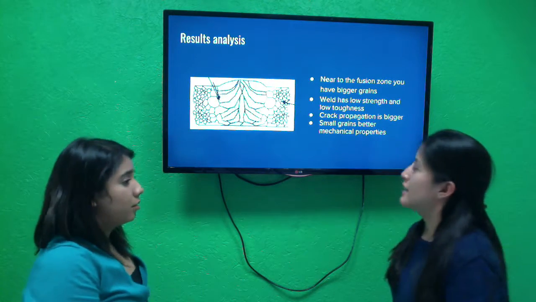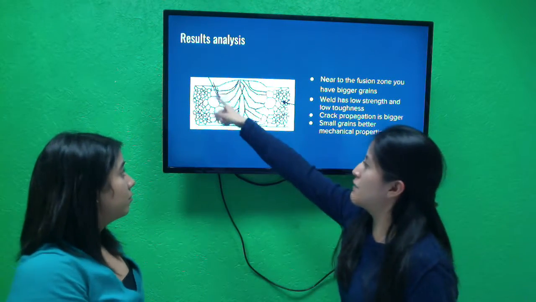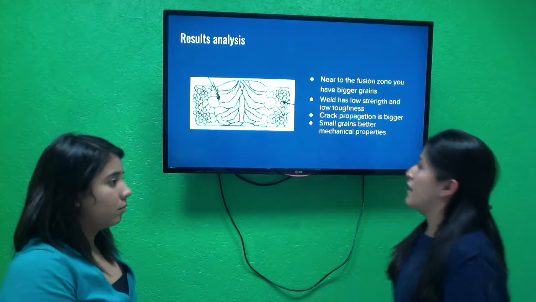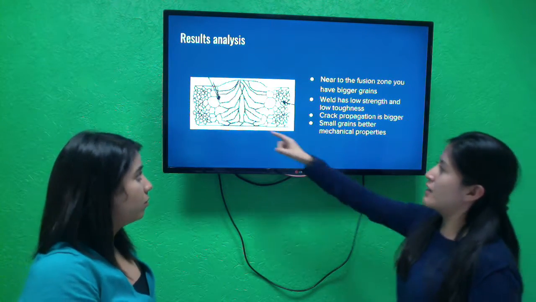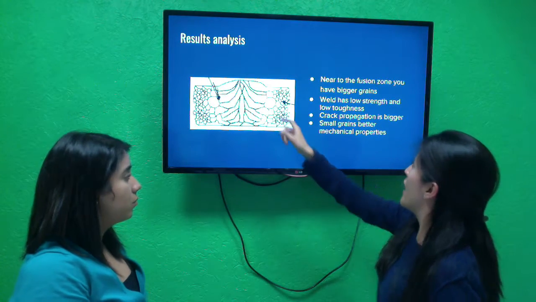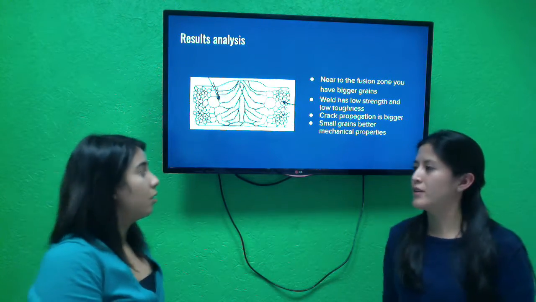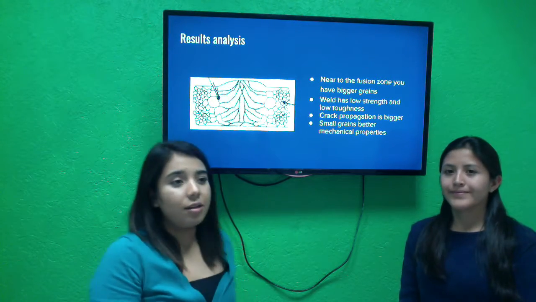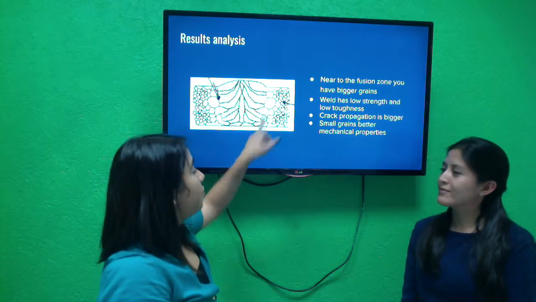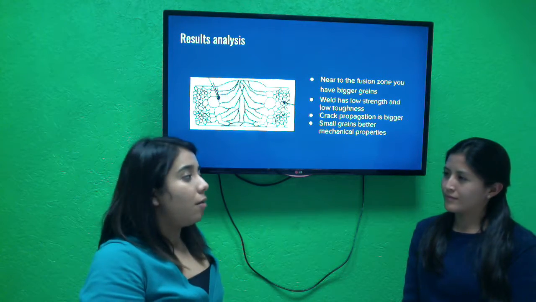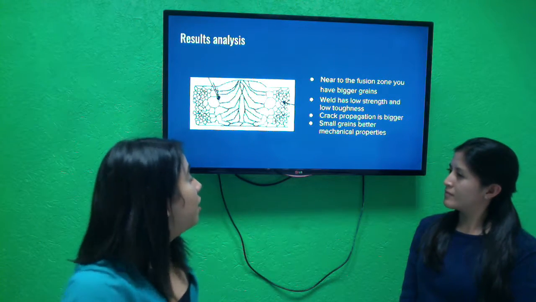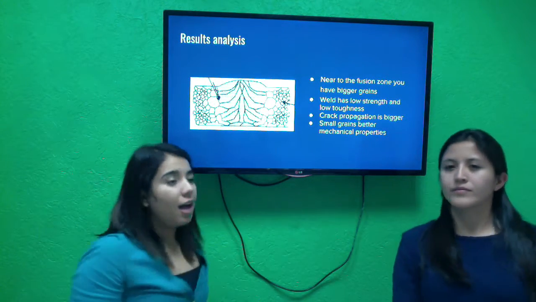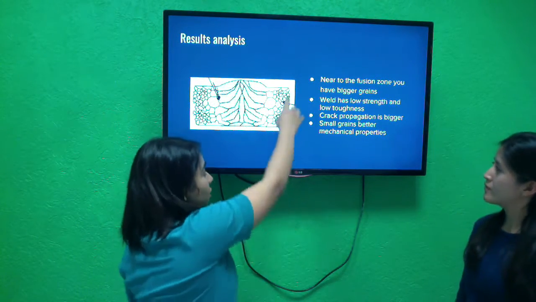We can see that the fusion zone and the heat affected zone have bigger grains than the base zone. Also, we can say that near the fusion zone, the grains are bigger. In material behavior, we saw that a bigger grain size means lower mechanical properties. Then the fusion zone and the heat affected zone have lower properties than the base zone.